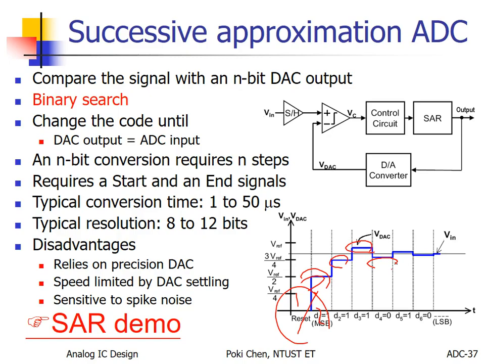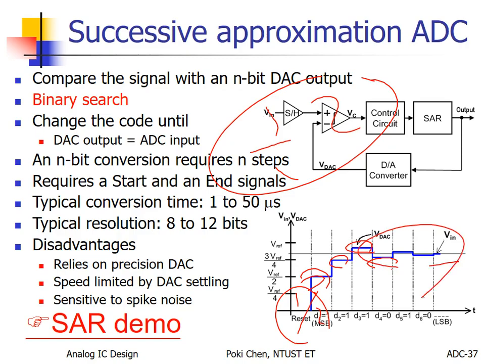Because each time, a new bit will cover 50%. It becomes smaller and smaller and smaller. And you can see the difference between your output and input, the error, will also be reduced by 50%. Right? So that is the beautiful operation principle for successive approximation. Got it? The more bits, in theory, the better accuracy.